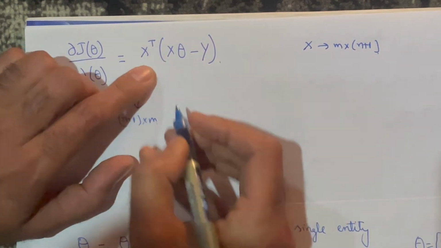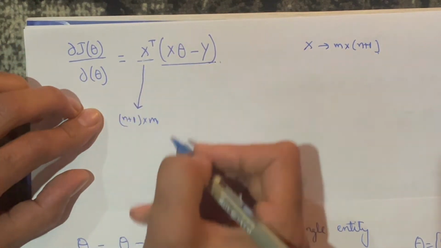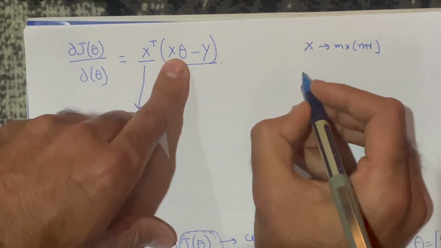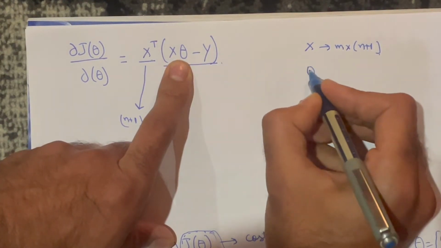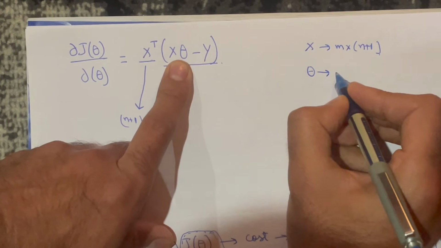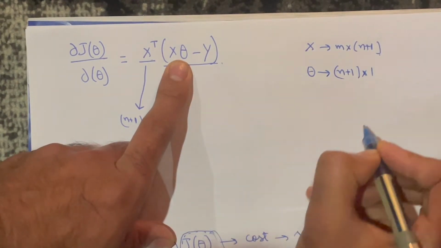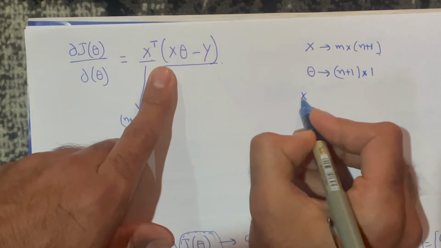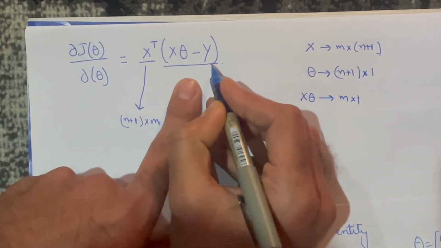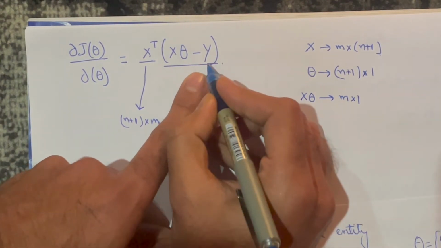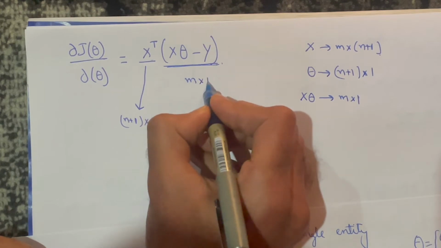Now let's see what is the dimension of this quantity, because we have to multiply these two. So what is the dimension of x? M cross n plus 1. What is the dimension of theta? The dimension of theta is n plus 1 cross 1. So what will be the dimension of x theta? It will be m cross 1. And we already know y is also m cross 1. So the dimension of this particular quantity will be m cross 1.